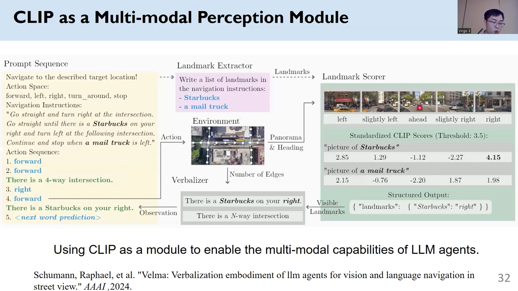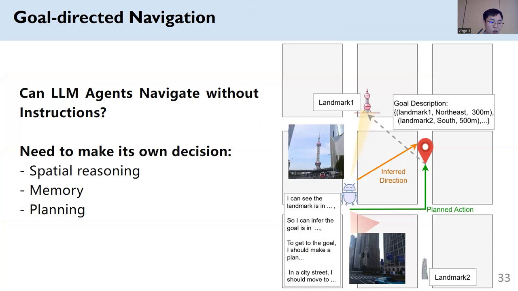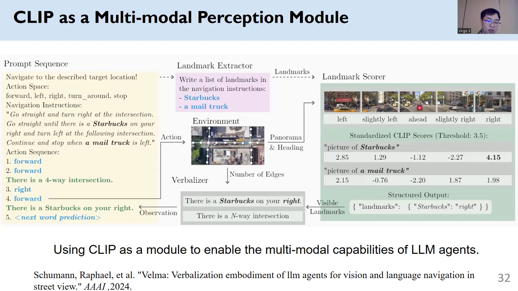Okay, so the way they achieve it is to combine it with CLIP. CLIP is a model that aligns images with language captions. So they first pick up the landmark from the language instructions. Then they compare the landmark with the visual images they are getting from the street views, and they compute a score of whether they are observing some landmarks in the street view. If yes, then it will take the actions. You follow the instruction to take actions, right? So they show that the LLM agent can be quite effective at doing that by just equipping them with the multimodal capabilities from CLIP models.